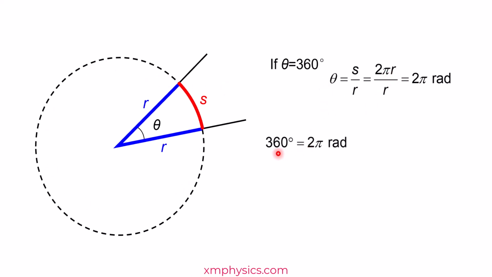So it looks like 360 degrees is 2 pi radians, which means 180 degrees is pi radians, which means 90 degrees is pi over 2 radians, and 45 degrees is pi over 4 radians, which means we can do all the conversions based on simple proportion.